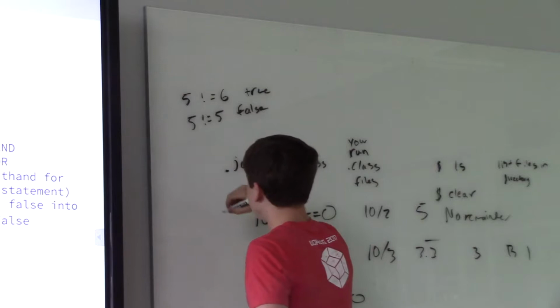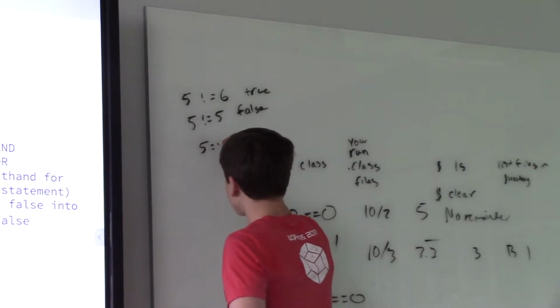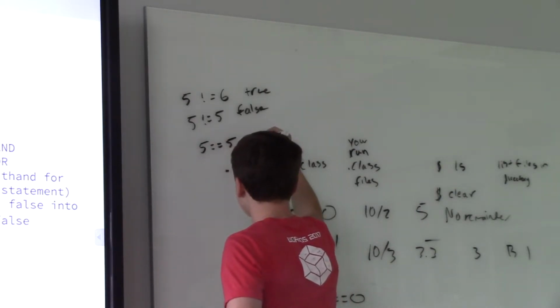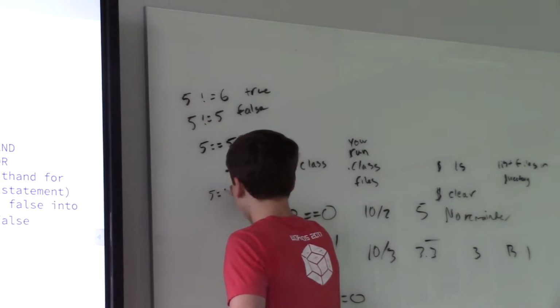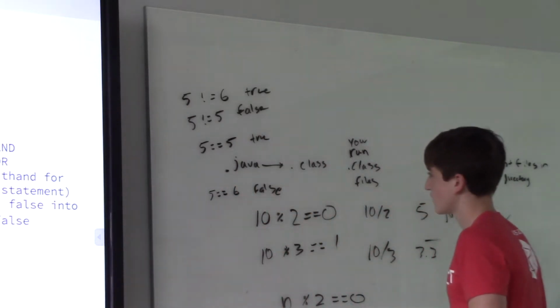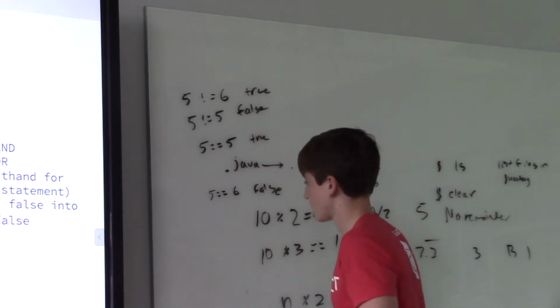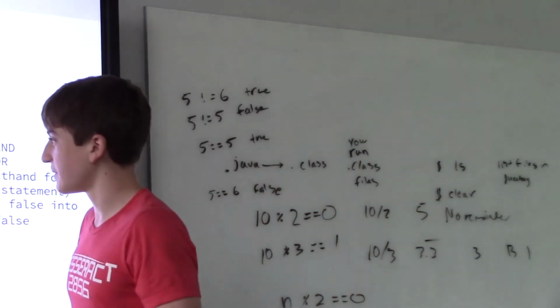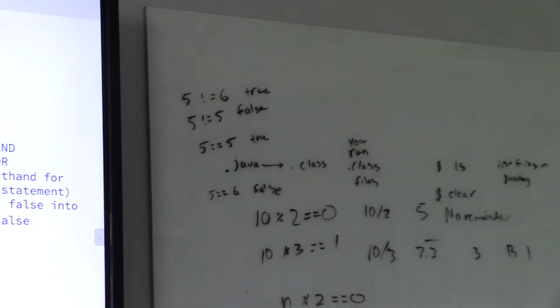we also could do the opposite. We could say, okay, how about 5 equals equals 5? This is true, but 5 equals equals 6 is going to be false, because hopefully this makes sense. It's just sort of the reversal there. And then these greater than and greater than or equal to, that's what these mean.